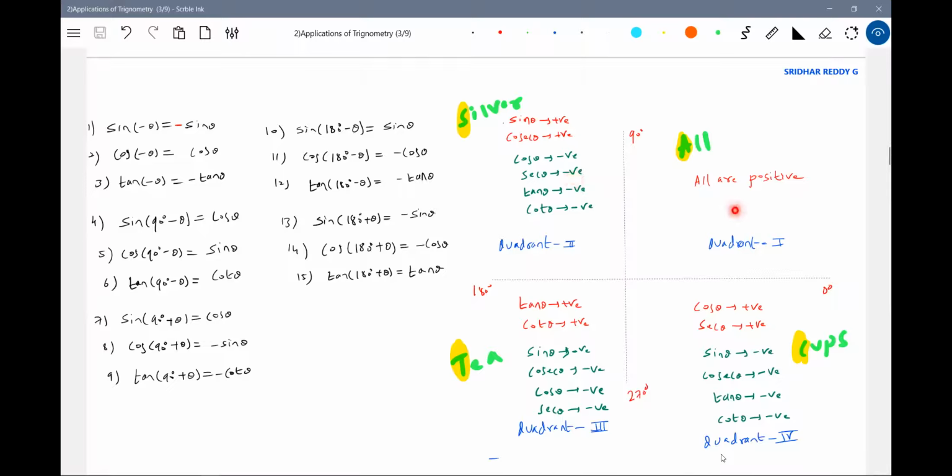Cos 60 will be positive. Sin 60 will be positive. So all are positive if theta lies between 0 and 90. If theta lies between 90 and 180, sine will be positive, and for all other angles, the remaining ratios will be negative. That's what I am insisting there.